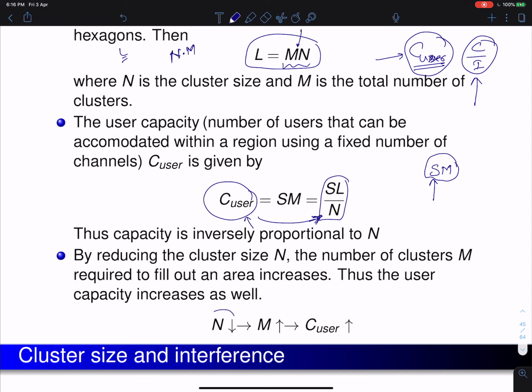A reduced N means more frequency reuse. M is an indicator of the number of clusters, meaning the number of times you can reuse the frequency, which in turn leads to a higher user capacity. If your N reduces, I need to fill out the area with more clusters, which means user capacity is increasing. I'm reusing the same frequency for many people.